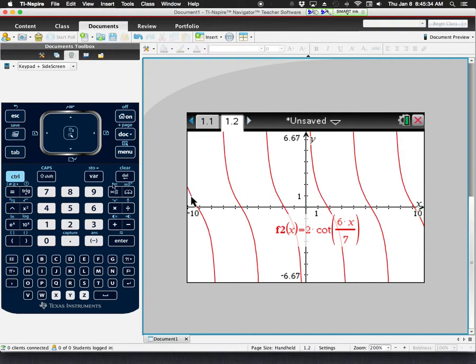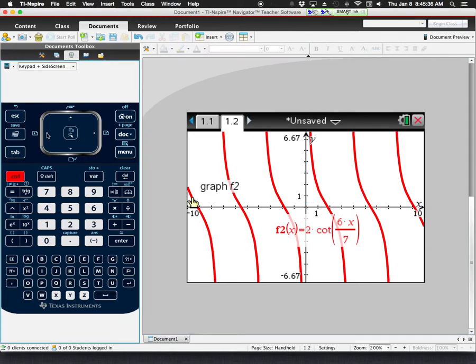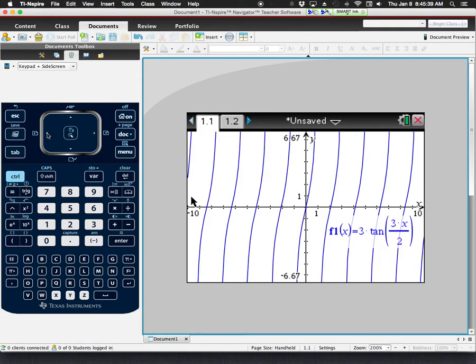Now, I want to go back to the tangent one and show you one more thing. Okay, notice what's going on here with the one that's in the middle. Notice it's kind of split. The center of it is right on the y-axis. It goes up on the right side of the y-axis. It goes down on the left side of the y-axis. Let's look at what the cotangent one looked like.